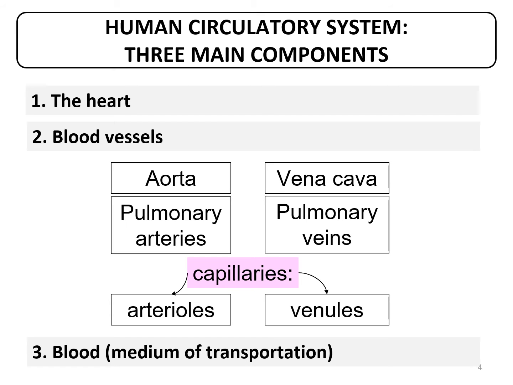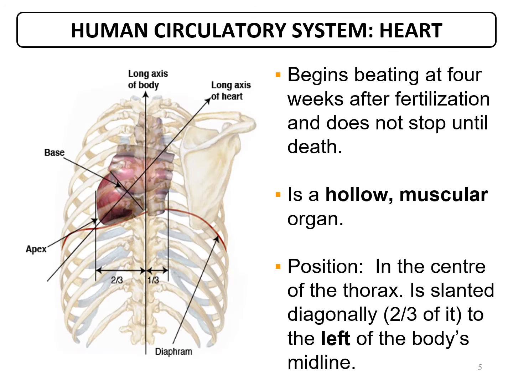The main components of our circulatory system include the heart, of course, the organ, and then our blood vessels that carry the blood, and then the blood itself. Our heart begins beating at 4 weeks after fertilization, and it will not stop until our death. So, the heart is a hollow muscular organ. It is positioned in the center of the thorax, but it is a bit slanted to the left of our thorax.